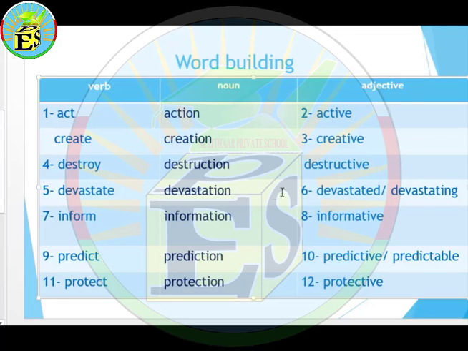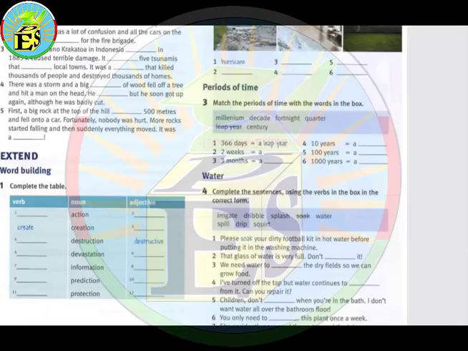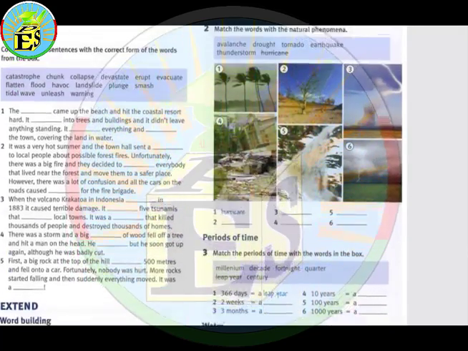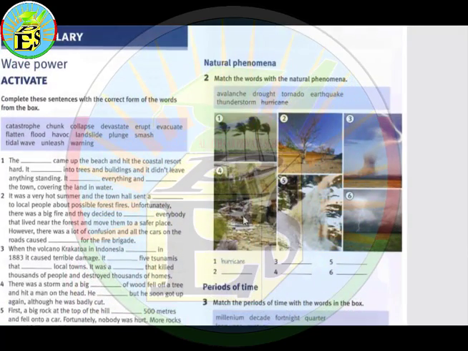Great. So please complete your students' box. Okay? Now please, let's go to our students' books. Natural phenomena. Task number 2. Match the words with the natural phenomena. How many words do we have here in the books? 6. And how many pictures? Yes, we have 6 pictures. So what are we supposed to do now? We have to match these words with the natural phenomena.